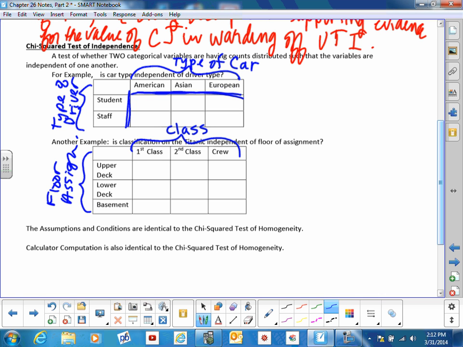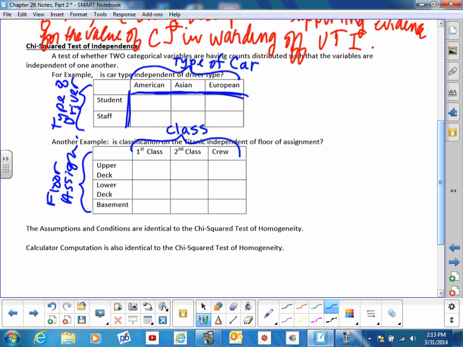Okay, so that means you're saying if you drive an American car, then you are more or less likely to be a student driver versus a staff driver? Well, if you drive a European car, you're more likely to be a staff because it's more expensive. If you're staff, so you think if you drive a European car, then that's going to make you more likely to be a staff member?